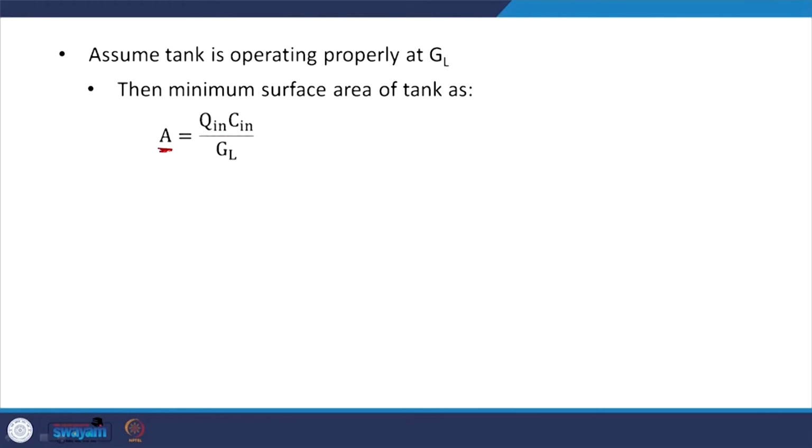So, the cross sectional area A is Q in C in, which is (Q plus Qu) into Cn, divided by GL. This is what I mentioned earlier in the design, the loading rate divided by the limiting flux, then you will get the cross sectional area. This is what we discussed earlier too, if you remember. So this is the minimum surface area of the tank required, assuming that we are running the plant properly at steady state flux equal to G limiting.